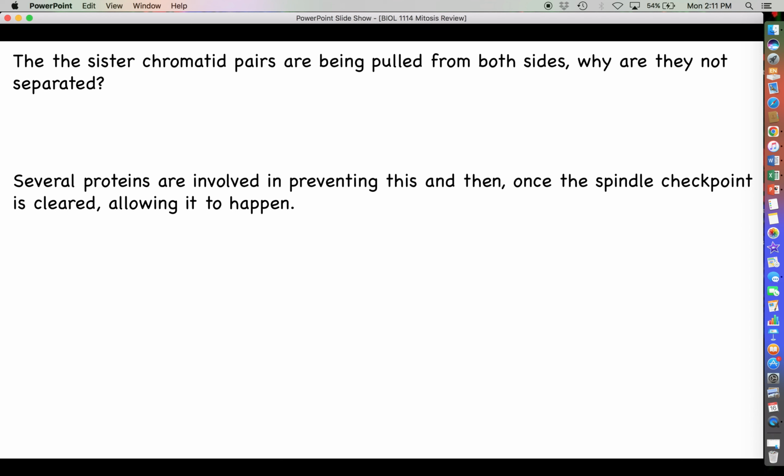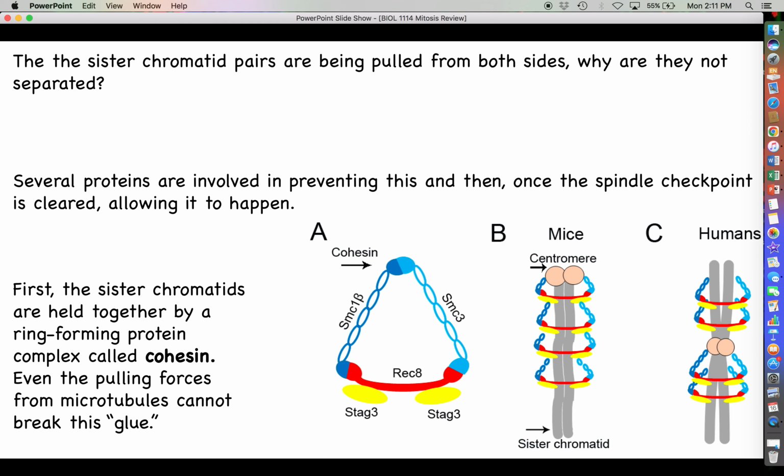So this glue that is holding the sister chromatid pairs together consists of several proteins, and those proteins are not going to be dissolved, meaning the glue is not going to be dissolved, until the spindle checkpoint gets passed. So this is a very clever way of making sure that we pass the spindle checkpoint before we make any further progress here. So here is the nature of the cohesiveness, the glue that is holding the sister chromatids together.